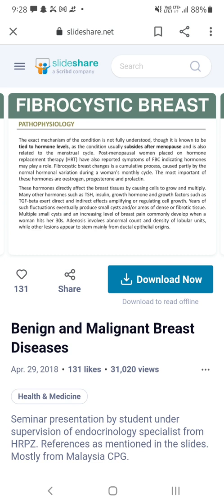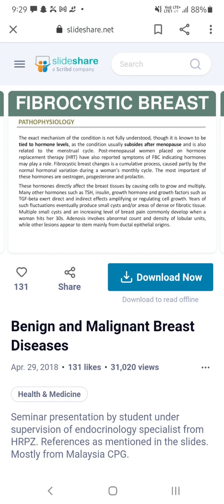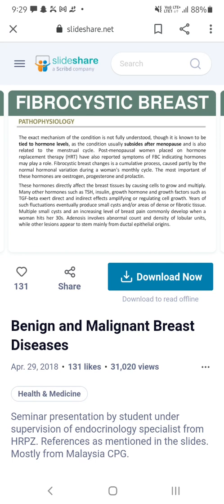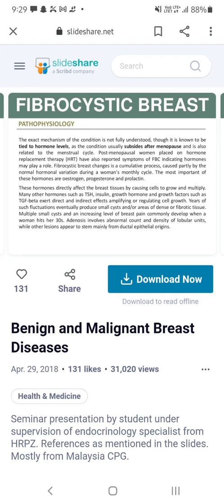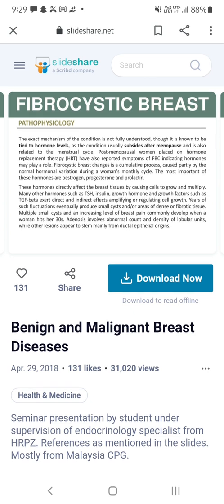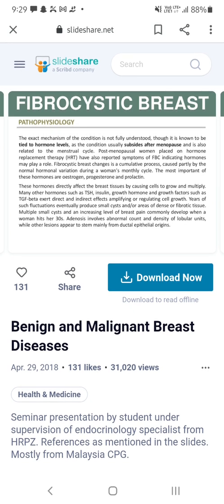So the hormones directly affect the breast tissue by causing cells to grow and multiply. Many other hormones such as TSH, insulin, growth hormone and growth factors, all of these hormones regulating in our body, may have an effect on your breast tissue, and such fluctuations eventually produce multiple small cysts. Increasing breast pain commonly develops when a woman hits her 30s. Adenosis involves an abnormal count and density of lobular units. Mostly this adenosis occurs in the lobules, not in other tissues.